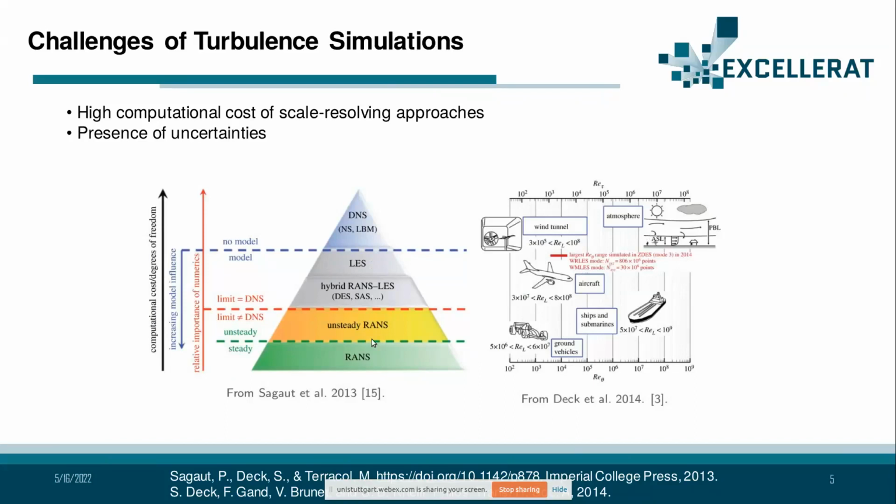On the other hand, no matter which of these fidelities is used for simulation, different sources of uncertainty are involved. Usually in low fidelity models, the modeling uncertainties are dominant. But in scale-resolving approaches like LES and DNS, the numerics play the most important role. In any case, these uncertainties are there, and we have to have a good understanding of their effect on the results.